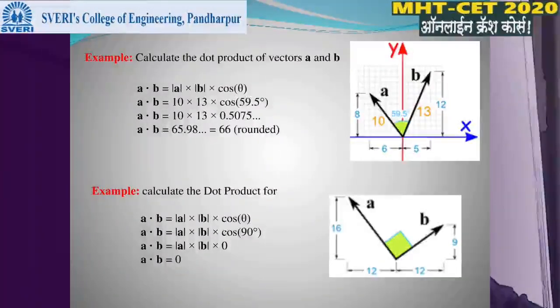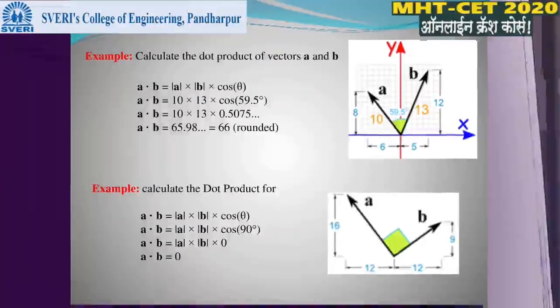Take another example of dot product. See the second figure. a dot b is equal to mod of a into mod of b into cos theta. Here there is a 90 degree angle between the two vectors, a vector and b vector. So cos 90 is equal to 0. So your value a dot b is again 0.